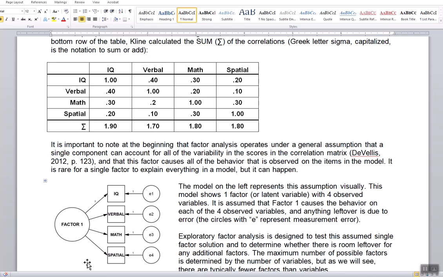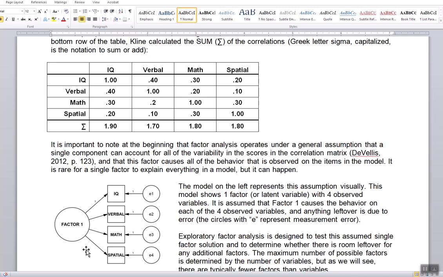And one of the important things to understand about how these models are displayed graphically is that anything represented as a circle is not measured directly, whereas anything represented by a square, like IQ, verbal, math, and spatial, these are things that you have actual measurements for. But of course, the measurements themselves do not measure the thing itself directly. Rather, the measurements represent the behavior of the person on the thing that you're asking them to do. So you need to understand that up front.